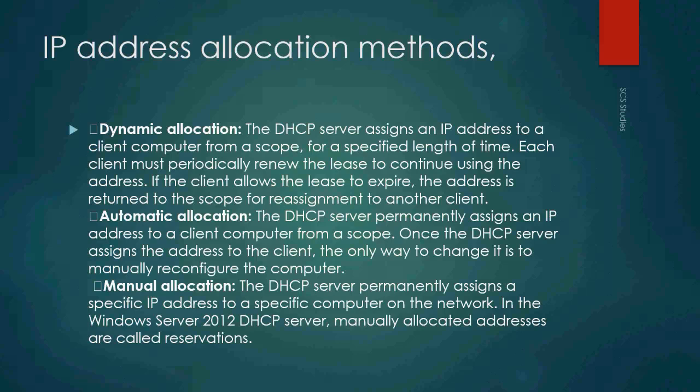In a DHCP server, you assign an address permanently to a specific computer. Why is it called a specific computer? Because every computer has a unique MAC ID, hardware address, physical address. So that physical address will be required when you are trying to do any kind of reservation in DHCP. In Windows Server 2012 DHCP server, manually allocated addresses are called reservations. So in 2012 server, if you want to allocate manually, it is known as reservation of IP addresses. So these three are the allocation processes available in a DHCP server.